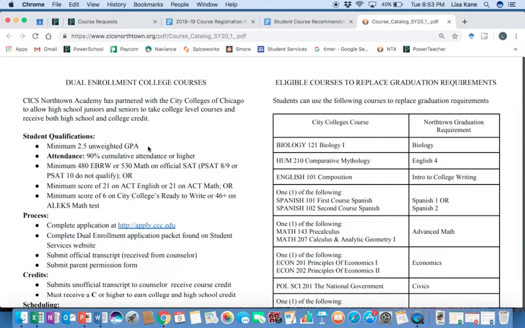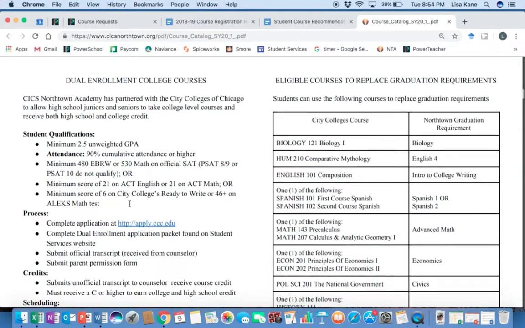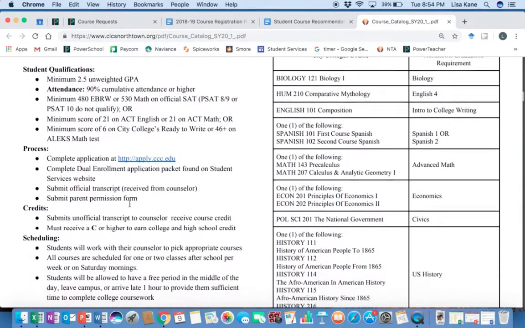You need to have a minimum 2.5 unweighted GPA, 90% attendance, and on the official, the real SAT, either a 480 reading or a 530 math. Or, if you get a 6 on the City College's Ready to Write placement tests or a 46 plus on the ALEKS math tests, these are placement tests you would take at City College. If you meet these requirements, you can go ahead and register for a class at City College.